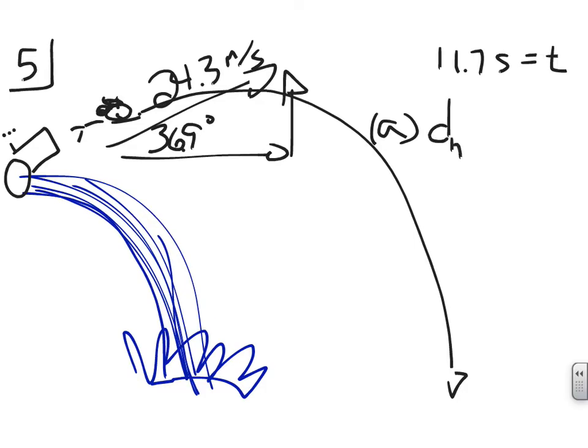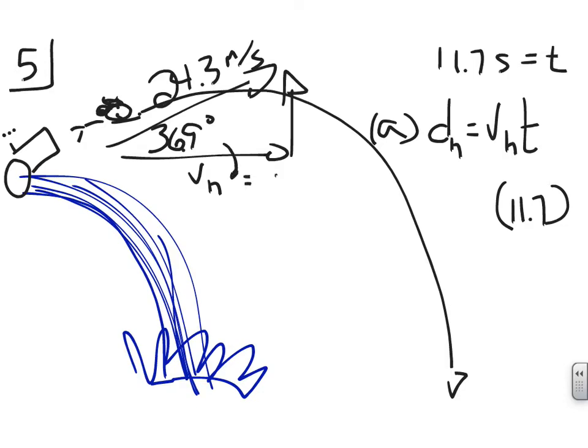Well, how far she traveled horizontally, dH, is equal to VH times T. Well, I know the T is 11.7. I don't know what the VH is, but I can find the VH over here. VH is the adjacent side to that angle.